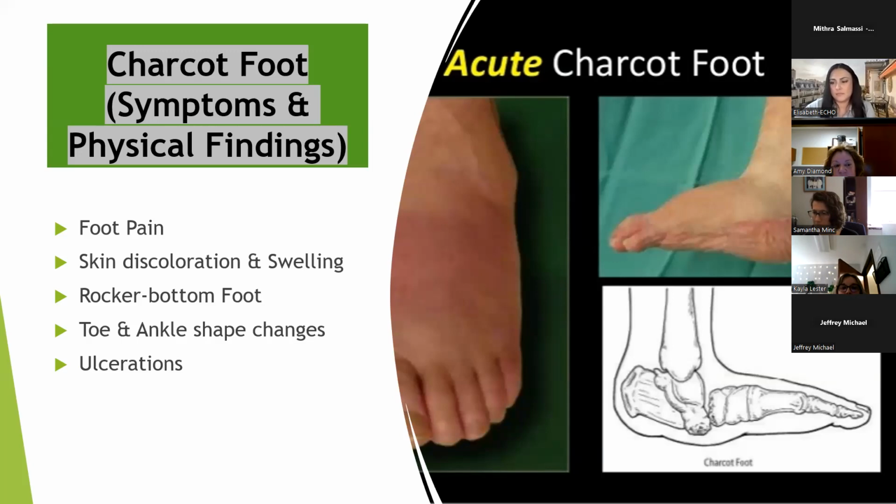The other symptom you may see in just examining the patient's foot are changes in the shape of their toes and ankles. And then eventually, because of these mechanical stressors and the fractures that occur in the midfoot from chronic neuropathy and microvascular disease, it can lead to ulcerations. So those are all things you may see in the presentation of this complication. Next slide.